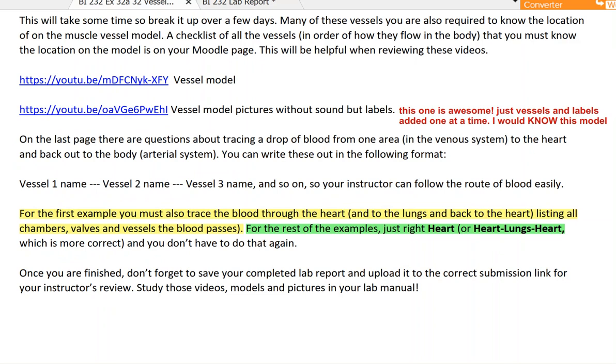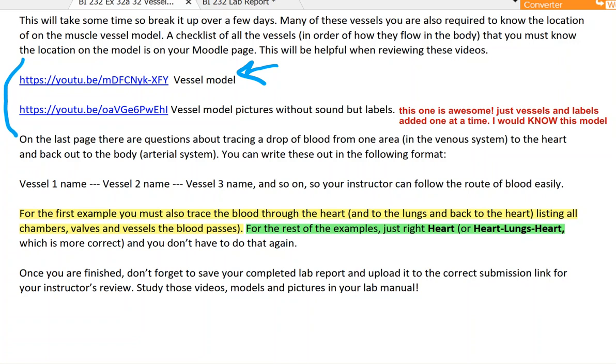I'm not going to spend a ton of time going over every vessel in your slides. I'll go over some pictures, but I want to draw your attention to a really great reference. There are 2 videos listed here. One is a talking motion vessel model video where someone walks you through the flat vessel model, which you will see pictures of on an exam.